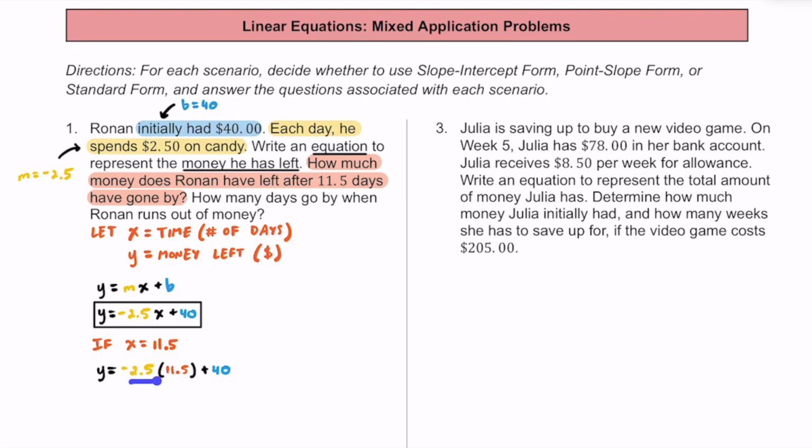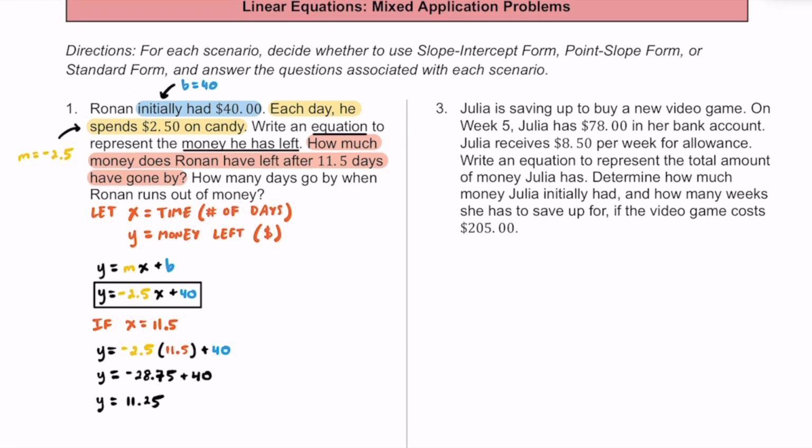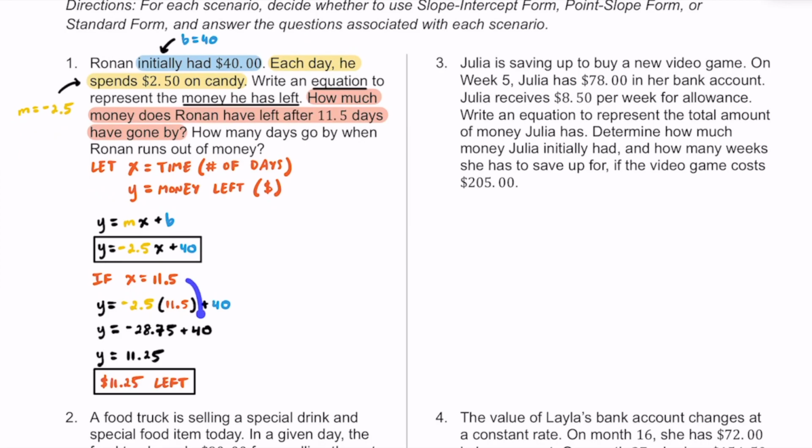So he's spending $2.50 per day for 11.5 days. If we multiply those two together, we get another negative value here. So the amount of money he has left is going to be equal to negative 28.75, so he's spending $28.75, plus he has the $40 that he initially had. And then if we add these two together, we see that after he spent $28.75, he's going to have $11.25 left. So after 11.5 days, we know that Ronan's going to have $11.25 left.